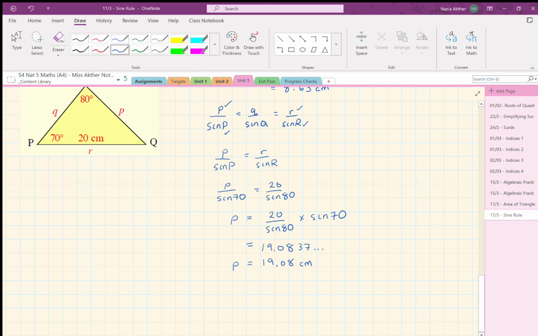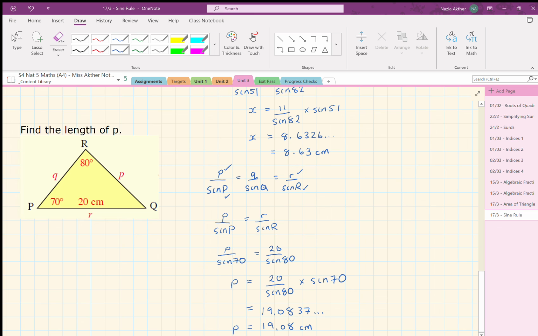So that is how you use the sine rule to work out the length of a missing side of any triangle. You first need to always label your triangle, label the angles and the sides. You then check which angles you know and which sides you know or need, and then use that information to work out which part of the formula you need. You then rearrange your formula like how we've done here, and then you work out the missing side. Okay, so those are the steps to work out the missing side of a triangle using the sine rule.